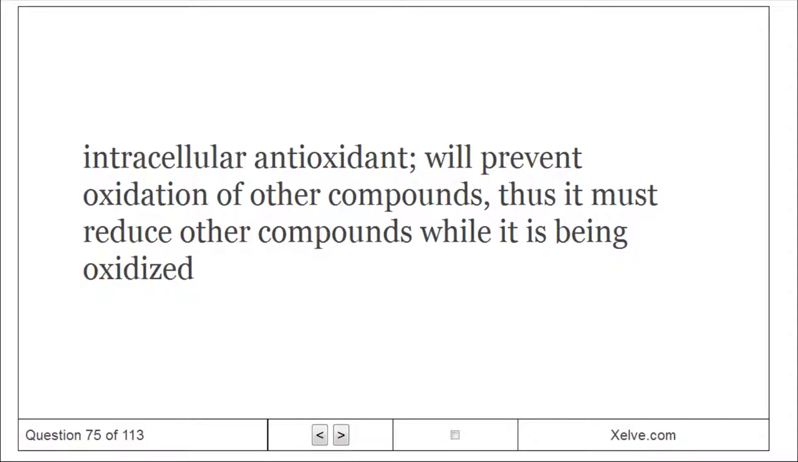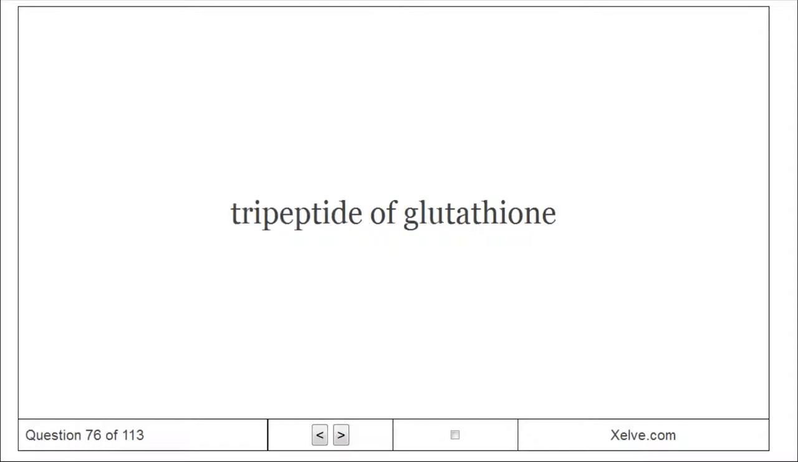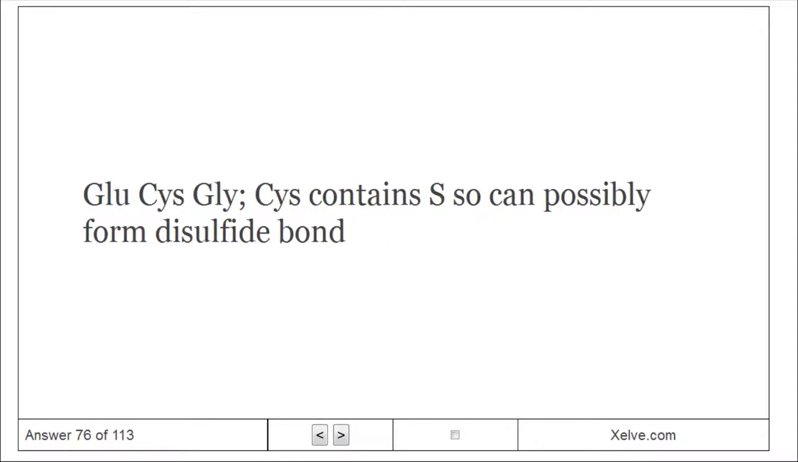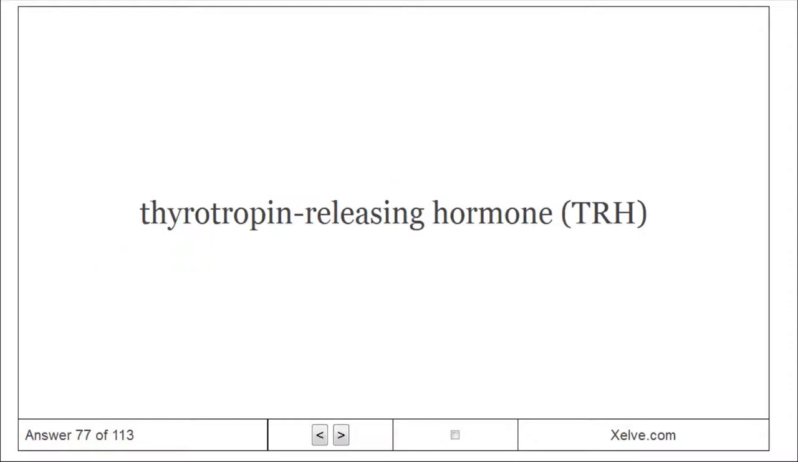An intracellular antioxidant will prevent oxidation of other compounds, thus it must reduce other compounds while it is being oxidized. Glutathione. Tripeptide of glutathione: Glu-Cys-Gly contains S, so can possibly form a disulfide bond. Tripeptide from the hypothalamus that stimulates the pituitary: thyrotropin releasing hormone.